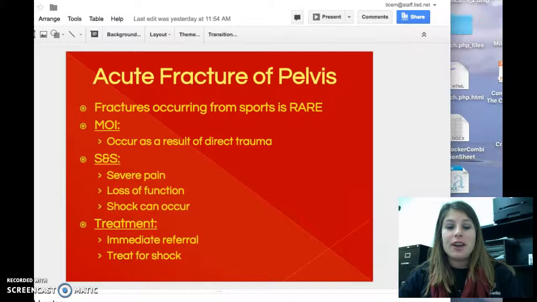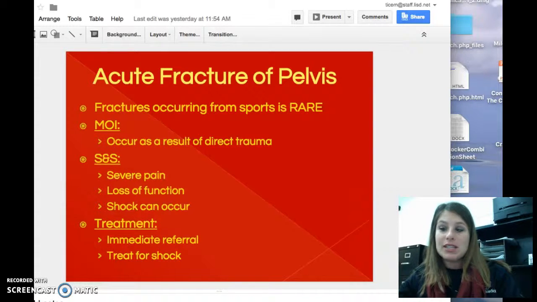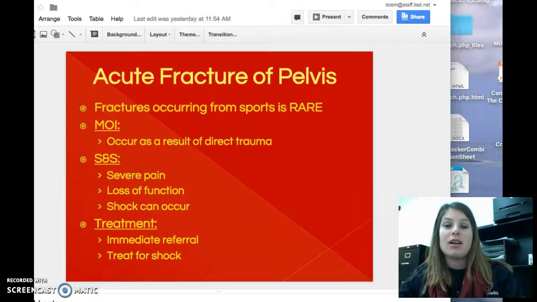Our next injury is an acute fracture of the pelvis. So we just had stress fracture, which is going to be more chronic long term, and now we're going to talk about the acute. So it happens immediately, going to be caused from some blunt trauma.